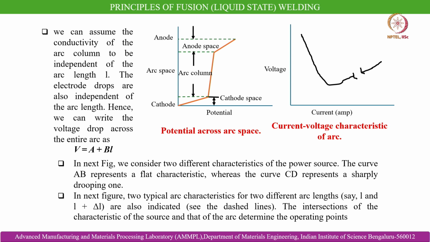hence we can write the voltage drop across the entire arc as V = A + BL, where V is the applied voltage. And in this subsequent figure, which is showing the current voltage characteristic of an arc, you can see two different characteristics of the power source. We can also discuss the sharply drooping characteristics and the flat characteristics later on.